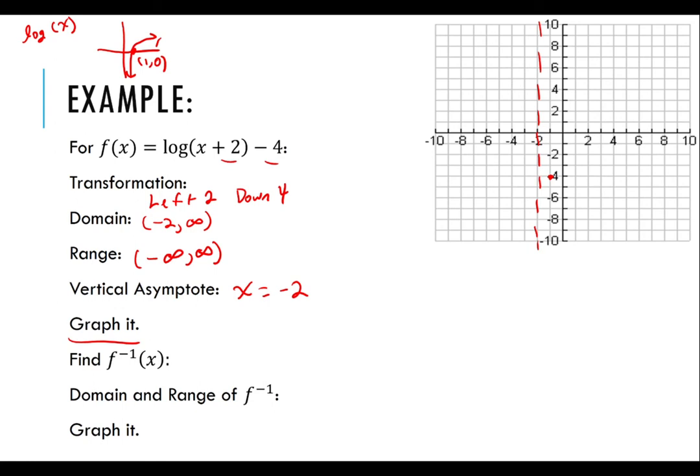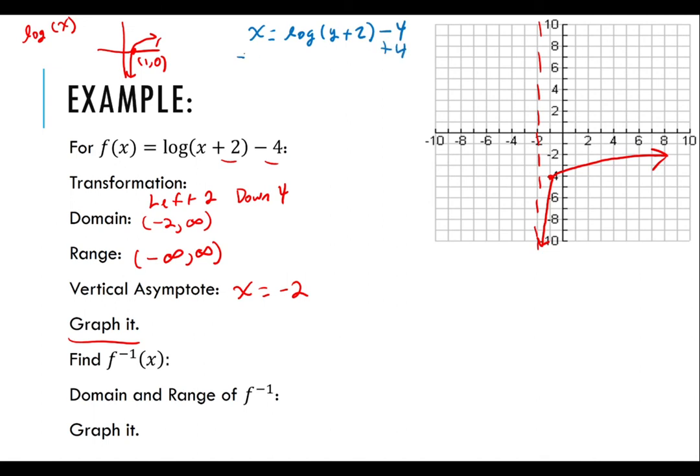And then if we wanted to find more points, we could. It might actually be easier to work with the inverse. But I claim that our function should look about like this. Now if we want to find f inverse, remember that f inverse is going to be gotten by replacing f of x with y and then swapping the x and y values. That gives us x is equal to log base 10 of (y plus 2) minus 4. Then we can solve for y.